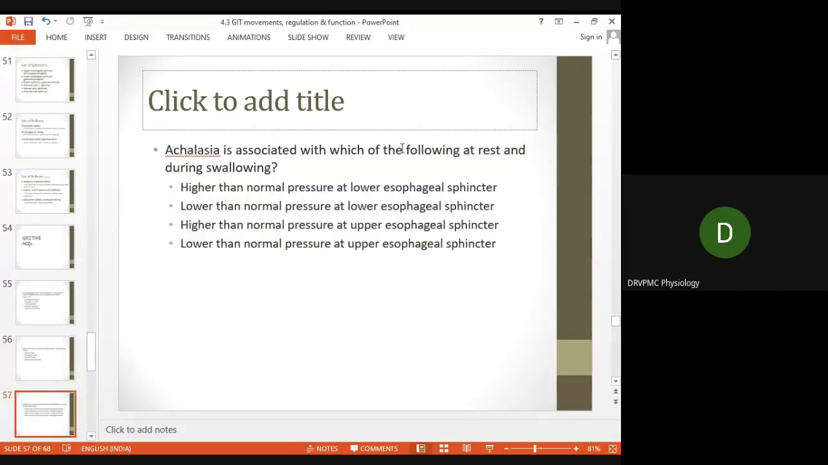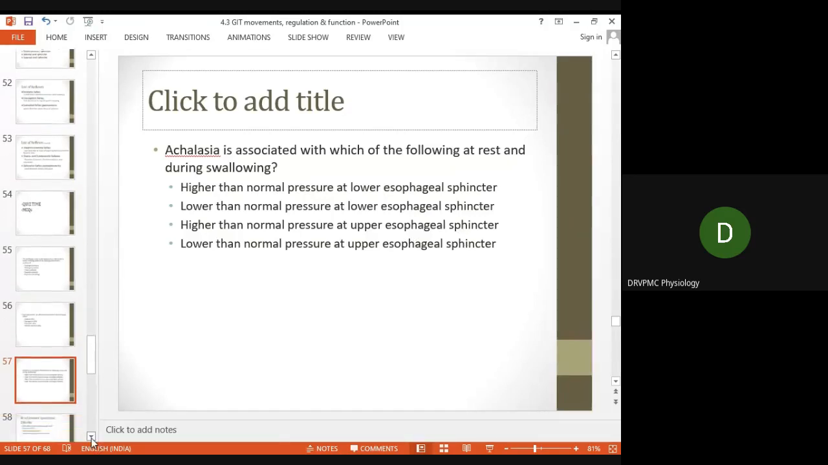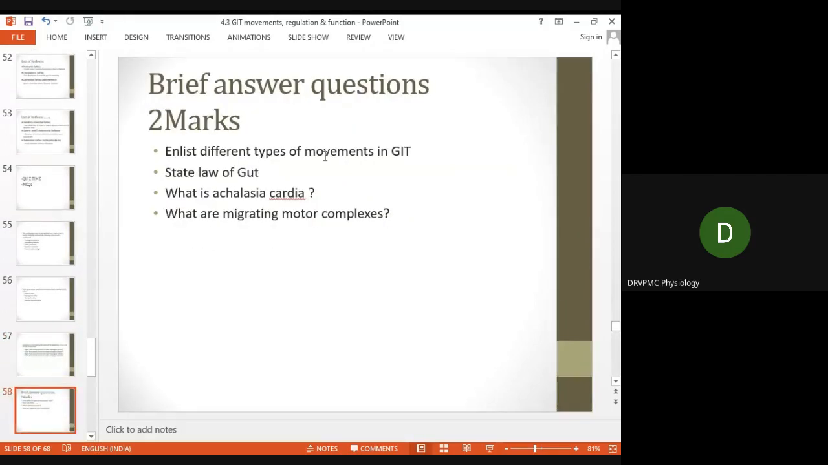Achalasia is associated with which of the following at rest and during swallowing? Higher than normal pressure at the lower esophageal sphincter, lower than normal pressure at the lower esophageal sphincter, higher than normal at the upper esophageal sphincter, lower than normal at the upper esophageal sphincter. You have to find out the answers to these questions. Brief answer questions that can be asked about this topic.